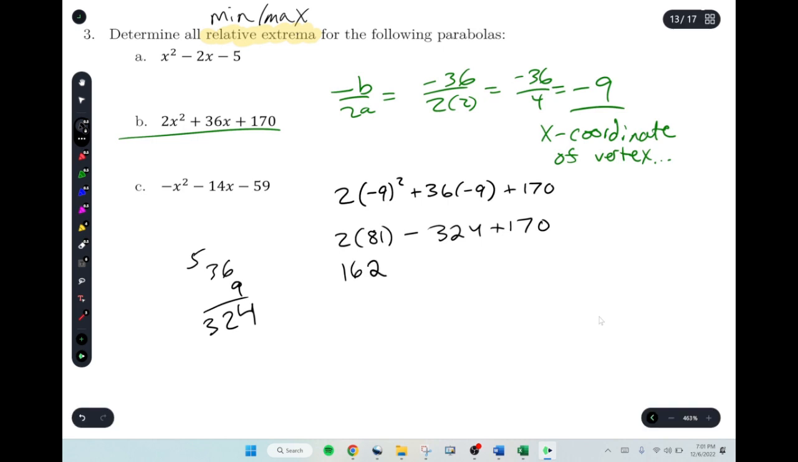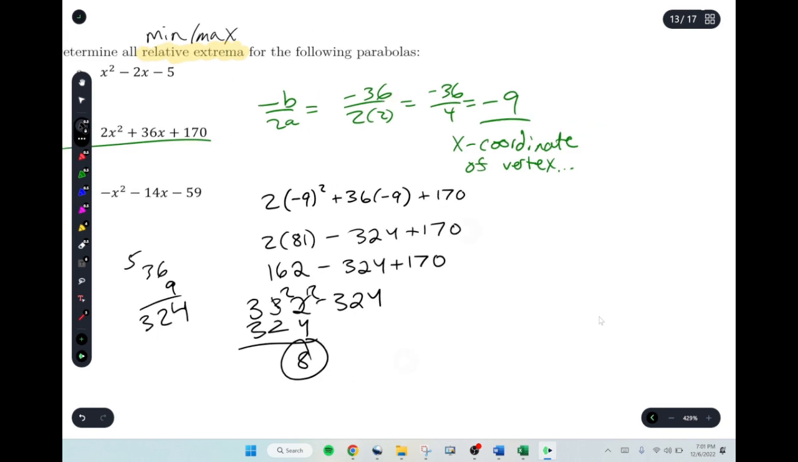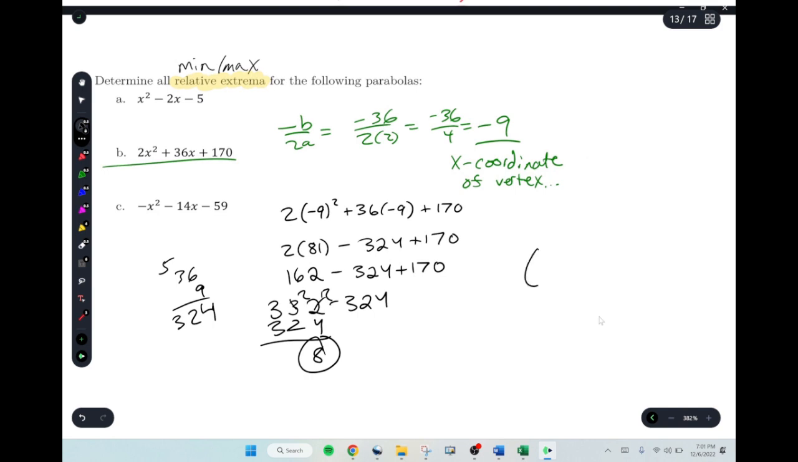162 minus 324 plus 170. 162 plus 170 ends in a 2. Then it has a 3. Oh, look at that. 8. Really? That's fun. So negative 9 comma 8 is your vertex?